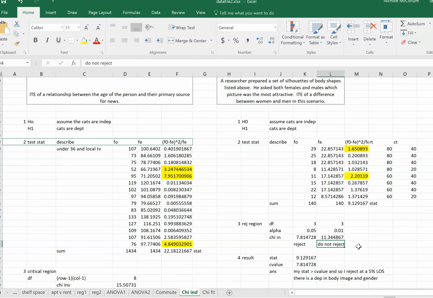All right, guys, and that's how you check for independence among two categorical variables.